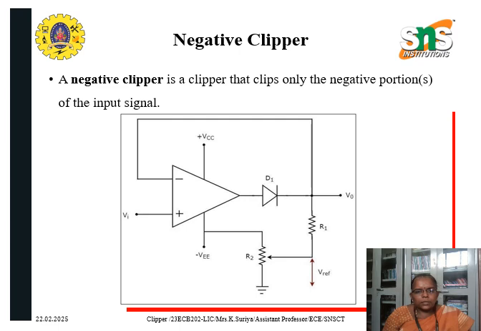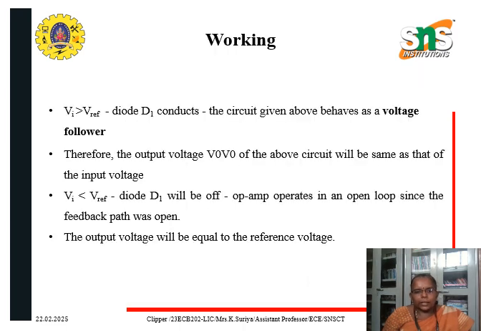In the circuit, the sinusoidal voltage Vi is applied to the non-inverting terminal of the op amp, and the value of the reference voltage can be chosen by varying the resistor R2. Next, we'll see the working of the negative clipper. If the value of the input voltage is greater than the reference voltage, then the diode will conduct. The circuit will act as a voltage follower and the output voltage will be the same as that of the input voltage for the condition Vi greater than V reference.